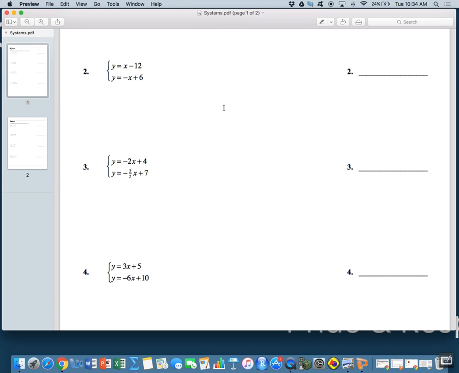Yeah, set them equal to each other. If I have y equals and y equals, you can set them equal. So I get x minus 12 equals negative x plus 6. What method is this? Substitution or elimination? Substitution. In place of y, I'm substituting x minus 12.